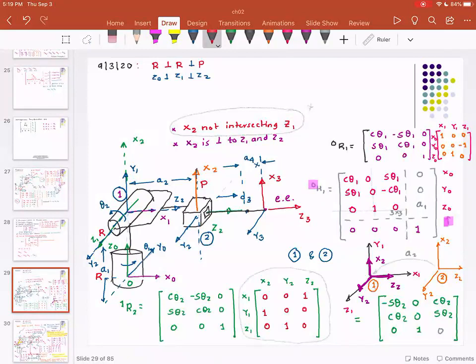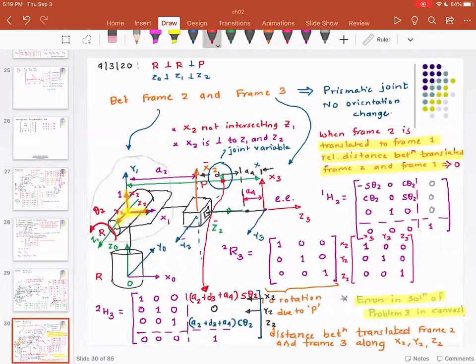So I want you to follow the process that I have discussed in class, in the last class and this class, to derive homogeneous transformations. And mark my words, after two more classes, I will discuss the Denavit-Hartenberg convention, and your answers would be exactly the same. So please follow the technique that I have shown over here.